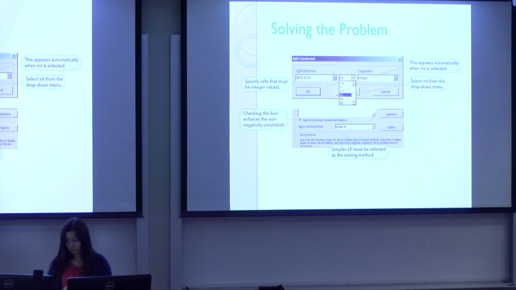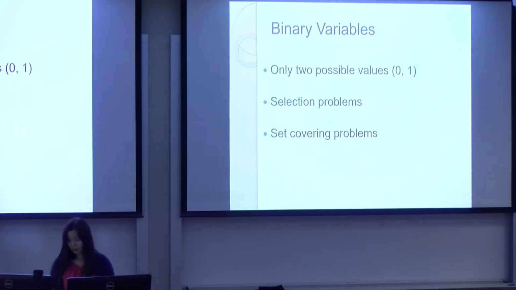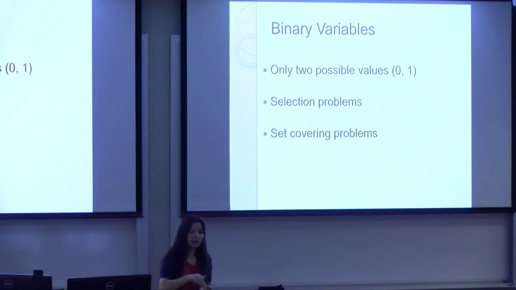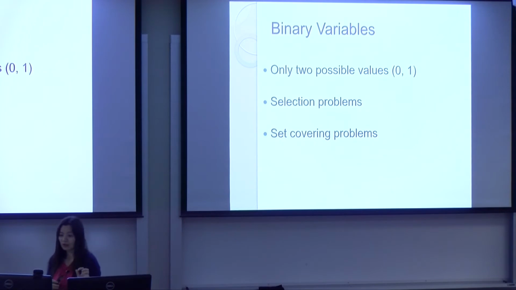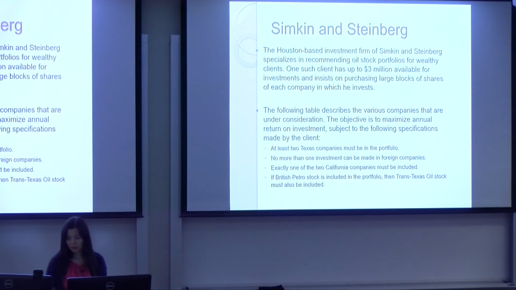I will talk about the binary variables. So integers can be like 0, 1, 2, etc. But a binary variable means the variable can either be just a 0 or 1. This is what we call the binary variable. And it can be used on the selection problems, set covering problems, also later on the facility selection problem. So let's look at this example.